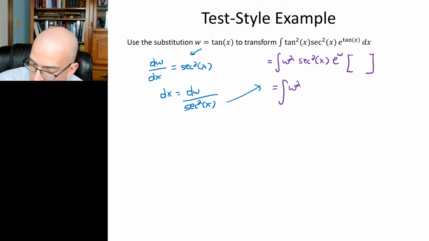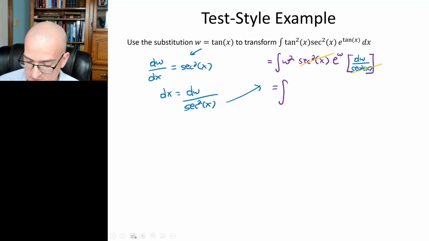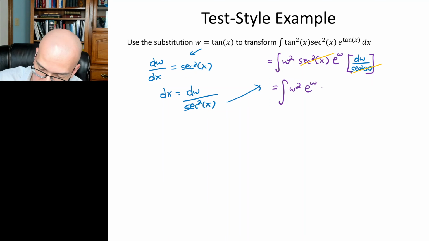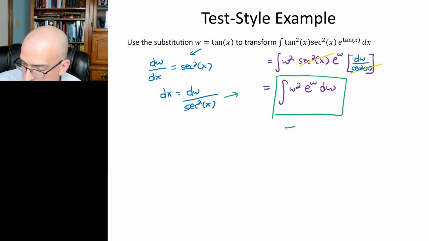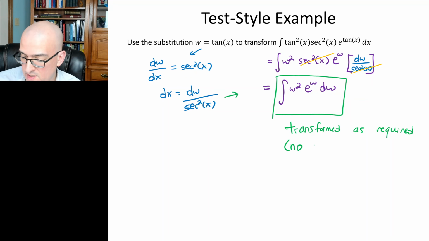Antiderivative of w squared secant squared of x. Oh, gotta substitute that up here. dw over secant squared x. Forgot I wrote that. And we get the secant squareds canceling top and bottom. We just follow the instructions, use that substitution, and then we get antiderivative of w squared e to the w, and everything's done. So this one was nicer. We didn't have to go back to our substitution and use it backwards. So this is transformed as required. It's completely in terms of the new variable. No x remains.